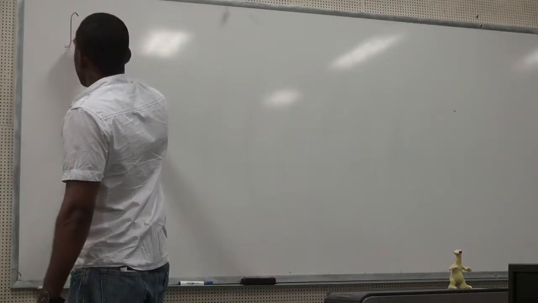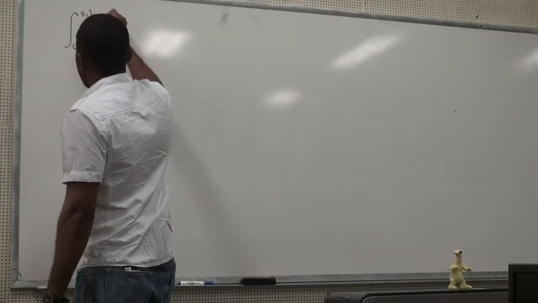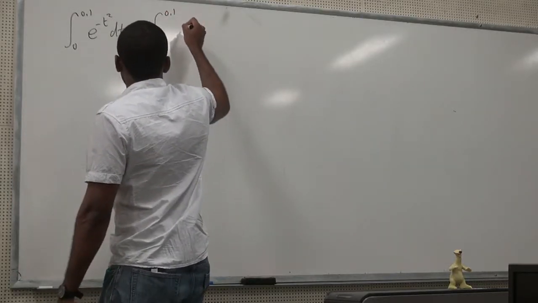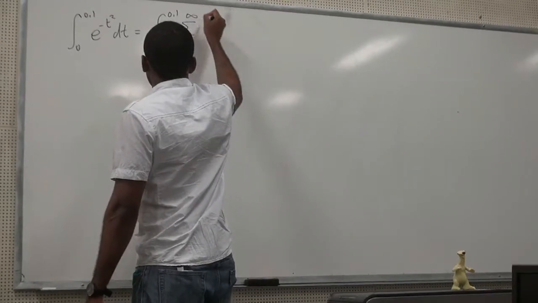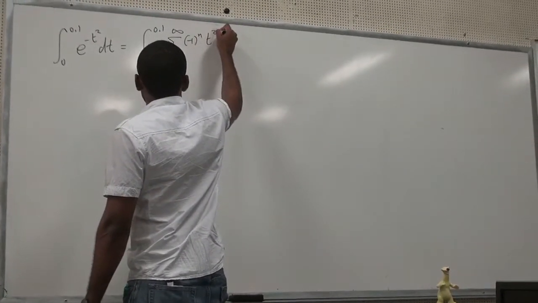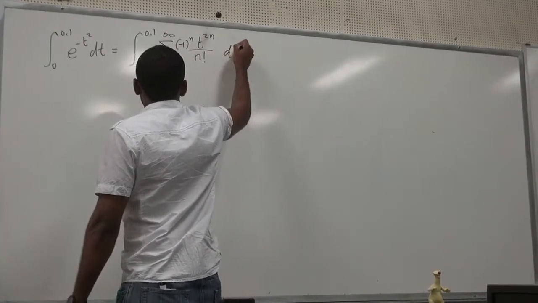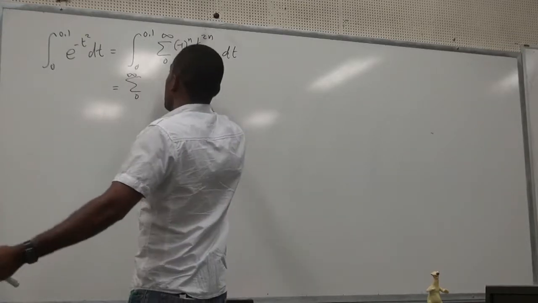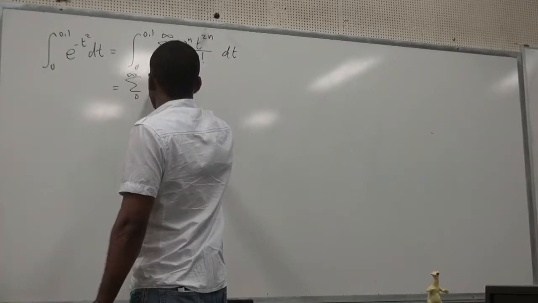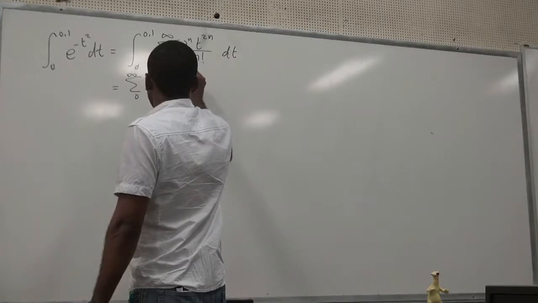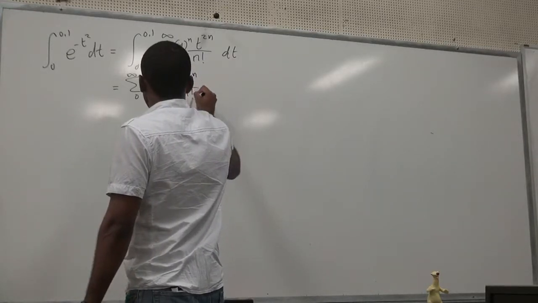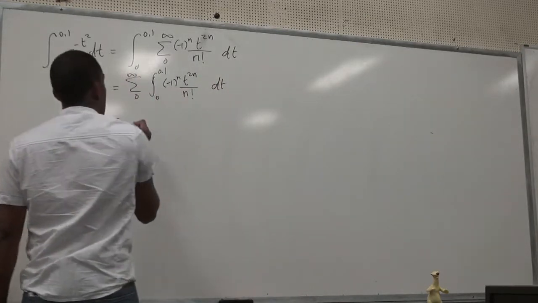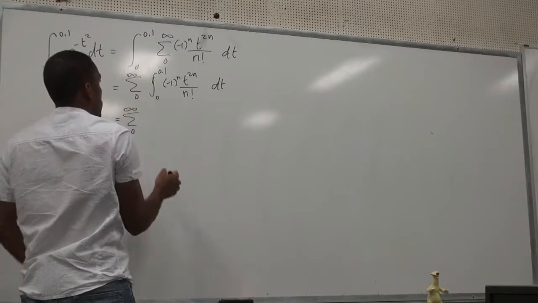So that means the integral from 0 to 0.1 of e to the minus t squared dt is just going to be the integral from 0 to 0.1 of the summation from 0 to infinity of minus 1 to the n, t to the 2n, over n factorial. And we can actually switch these because it's absolutely convergent. Then I just have a series now, and I'm going to integrate this.